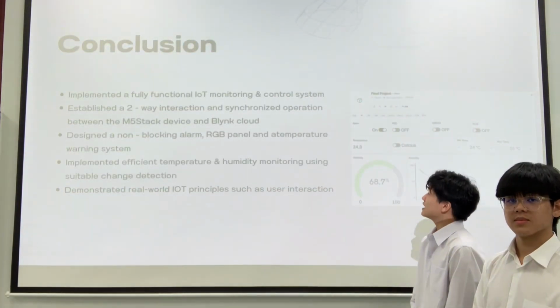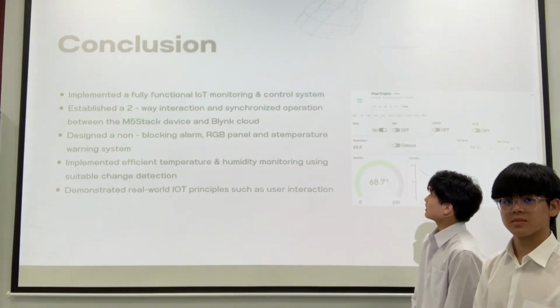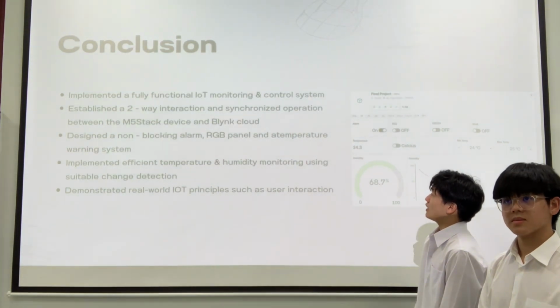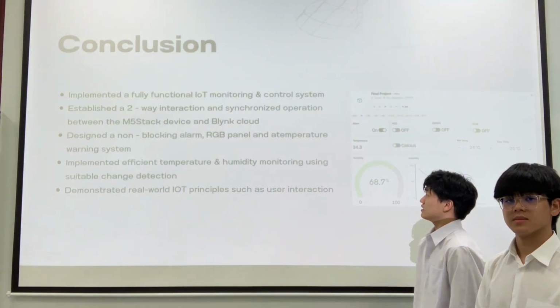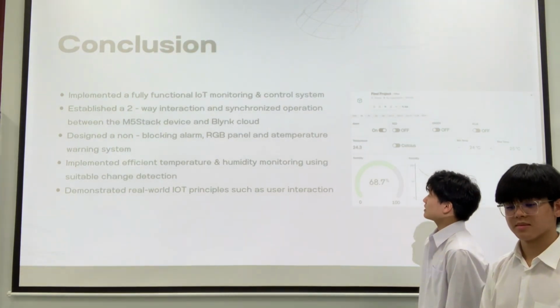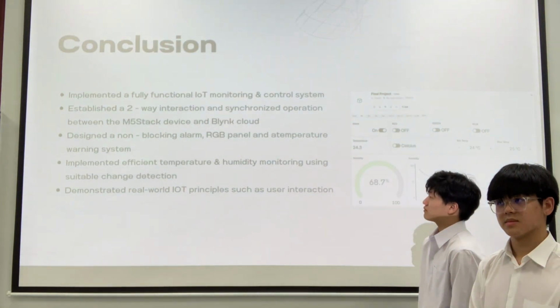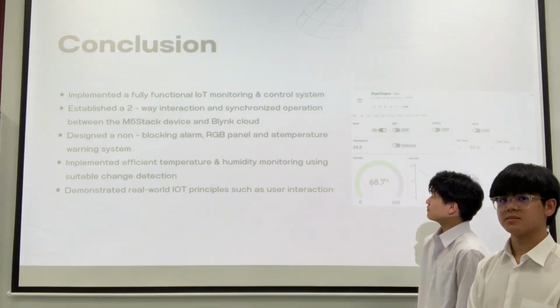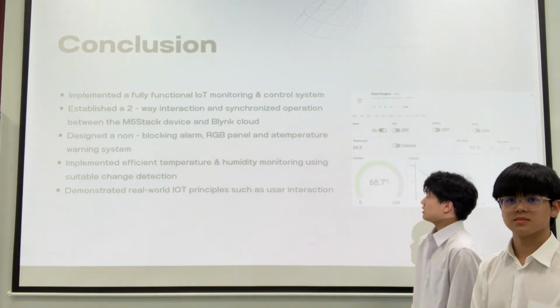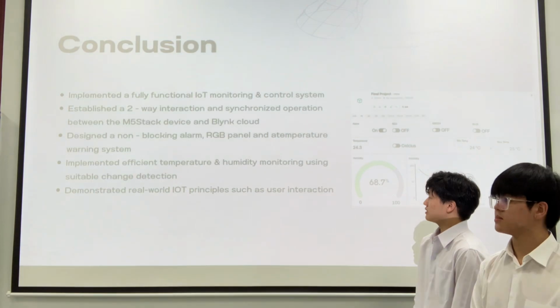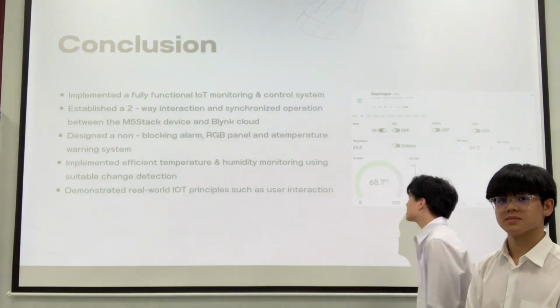To conclude this presentation, we have implemented a fully functional IoT monitoring and control system, and a two-way interaction and synchronized operation between an M5 Stack device and the Blynk Cloud has been established. We have designed a non-blocking alarm, an RGB panel, and a temperature warning system, and we have implemented an efficient temperature and humidity monitoring system using suitable change detection, and we've demonstrated real-world IoT principles such as user interaction.